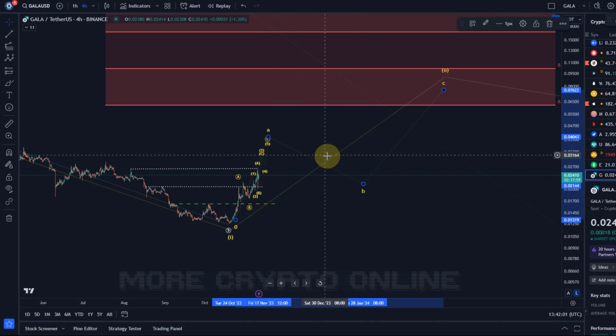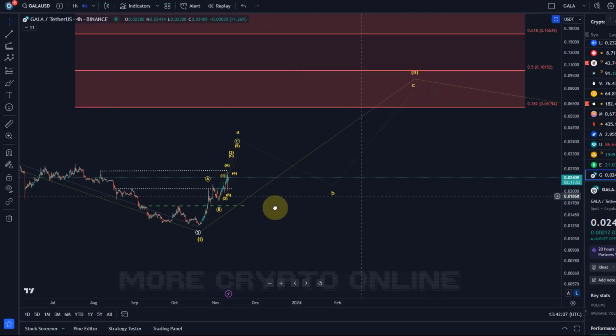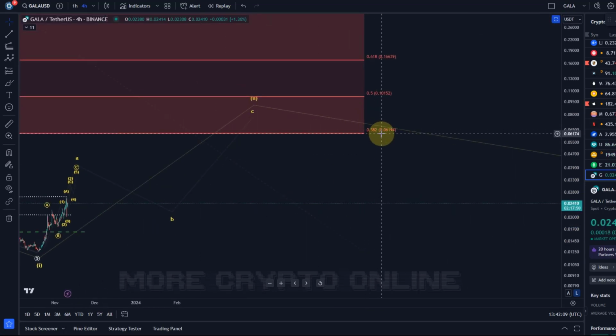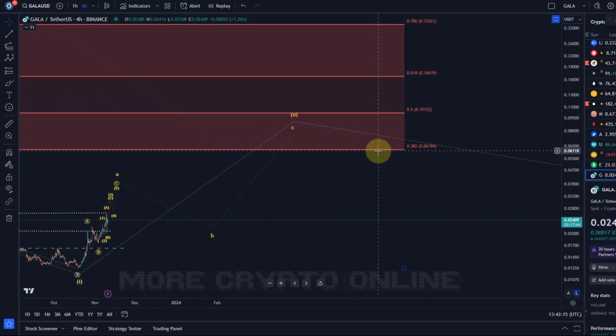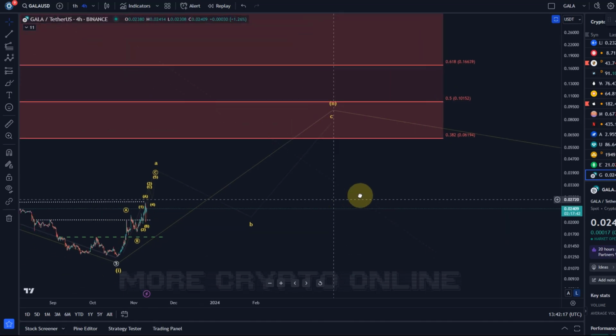That's not going to happen within a day. It's going to take a little bit of time. And then we can watch for the C wave higher. And that could reach the area between 6.1 cents and possibly even 34 cents. I mean, that's a huge range. But we start with 6.1 cents, 10 cents, and we take it level by level.